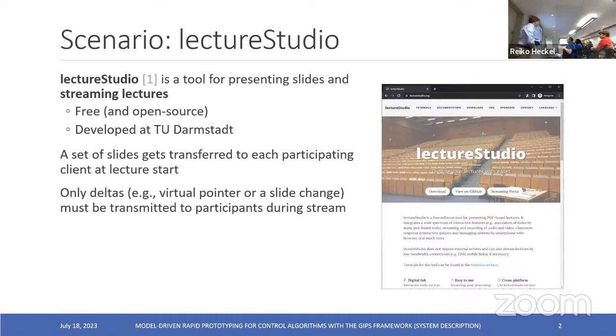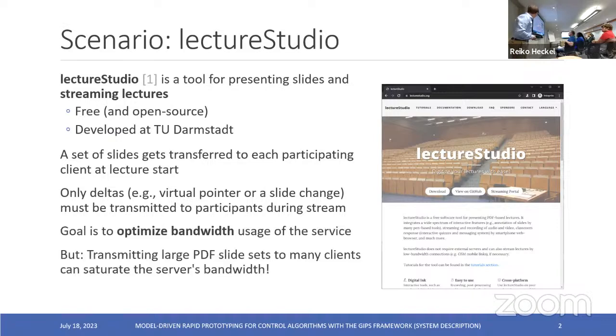So the benefit of using Lecture Studio for streaming your lectures compared to, for example, Zoom is that with Lecture Studio, the whole set of PDF slides gets transferred to each participating client at the start of the lecture. Therefore, during the lecture itself, only small deltas, like, for example, laser pointer actions or slide change actions, must be transmitted to the clients. The benefit of this is that we can optimize the bandwidth consumption of the Lecture Studio streaming system.